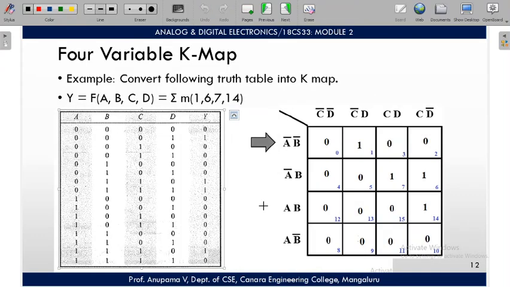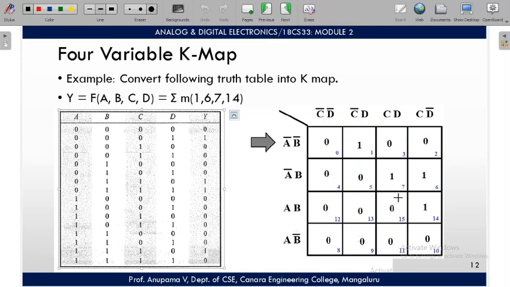Let us understand how to plot a 4 variable Karnaugh map by using an example. Convert the following truth table into a Karnaugh map. So, in the truth table, the minterms 1, 6, 7 and 14 are set to 1. Hence, in the K map, locations 1, 6, 7 and 14 are set to 1 and the remaining entries are 0.